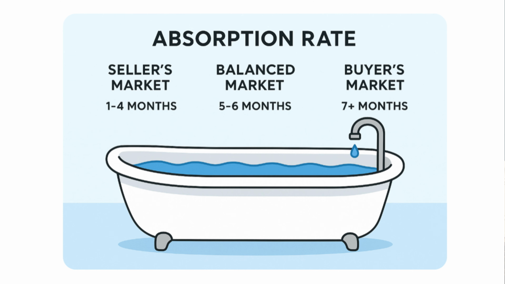So think of it as a bathtub. Here's the analogy. The water in the bathtub is the number of homes currently available for sale on the market. The drain is the buyers buying those homes. And what we're measuring is how fast the water is going through the drain. How fast are buyers buying? How long would it take to empty that water out of the tub? That is the absorption rate.